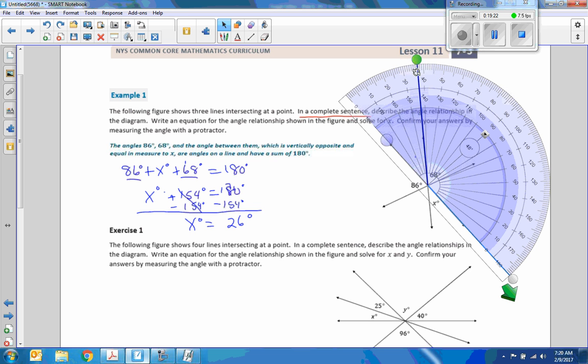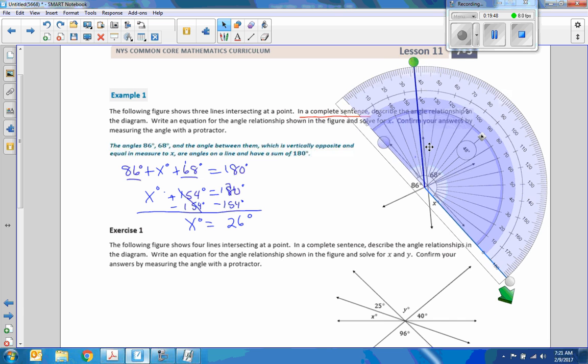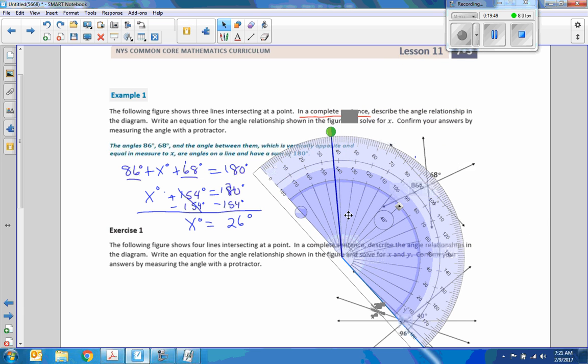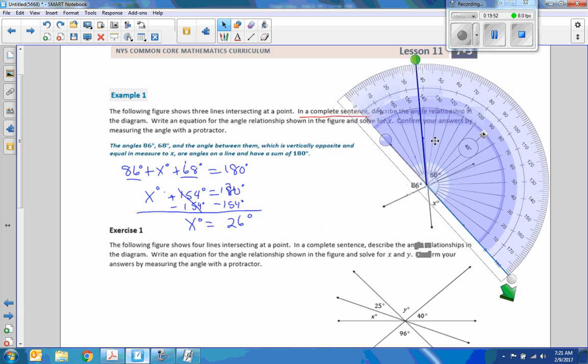Okay, so now that when I check this, I'm looking at 48 degrees right here. This says 26. So somewhere there's a mistake. So 88 and 6 is 14. Carry the 1, 154, that's correct. 180 minus 154 is 26 degrees. Why is this reading 48 degrees? Am I on the right line?